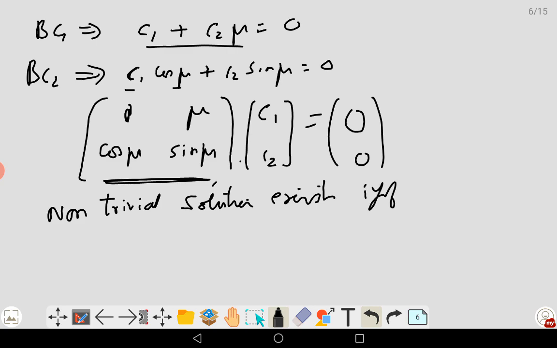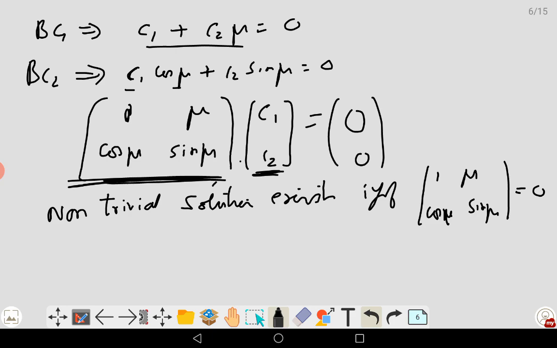A non-trivial solution exists if and only if the determinant with entries 1, mu, cosine mu, sin mu is equal to 0. If the determinant is non-zero, obviously c1 and c2 should be 0, which is a trivial solution. So let's verify whether the determinant can possibly be 0. If it is, that will give a non-trivial solution. It is possible to get this determinant to be 0.